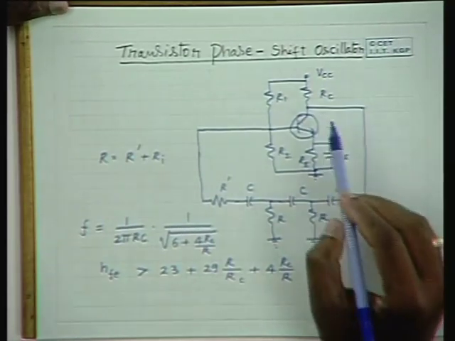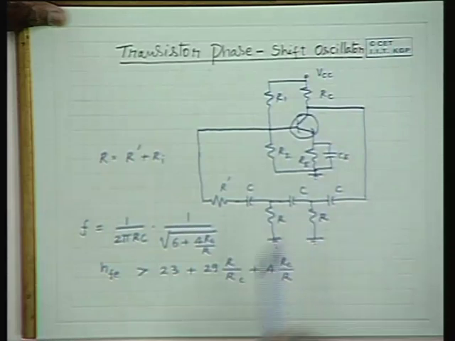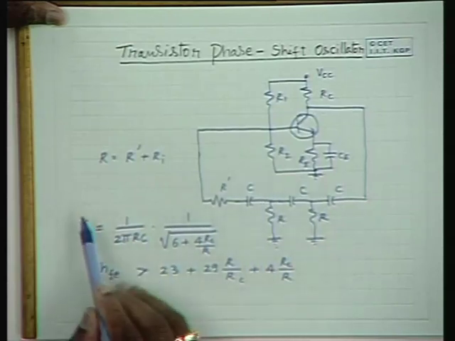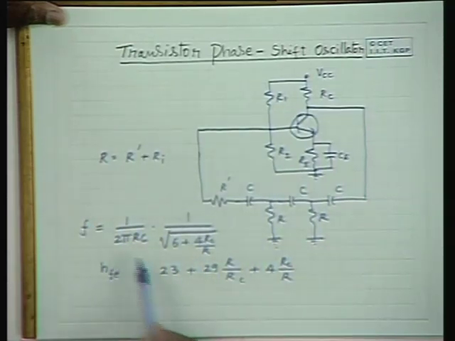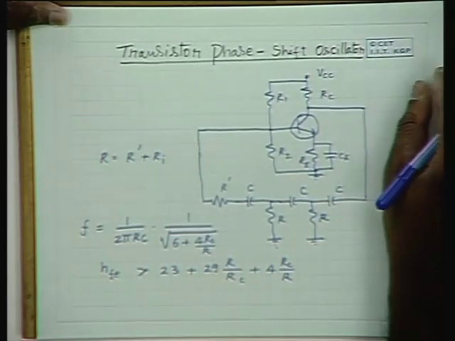Now, for a given transistor amplifier, one can determine the frequency of operation, and one can also find out the HFE requirement for the transistor for the circuit to be able to oscillate. And the inverse problem, that is the design problem, also can be taken up, and one can determine the parameters R and C given the frequency of operation and a particular transistor with a given HFE. That is the design problem, which is inverse to the analysis problem.